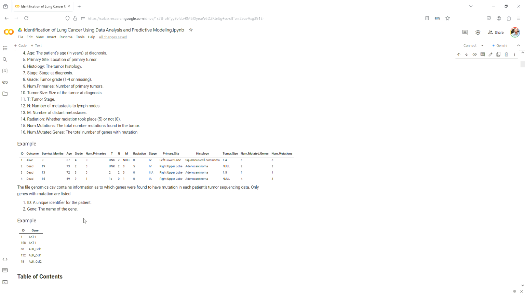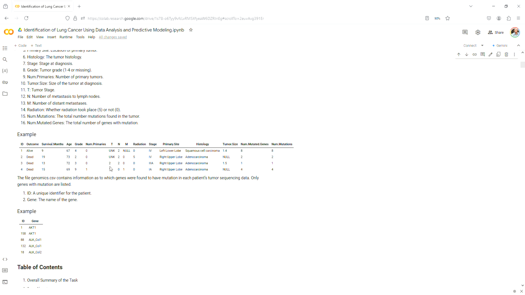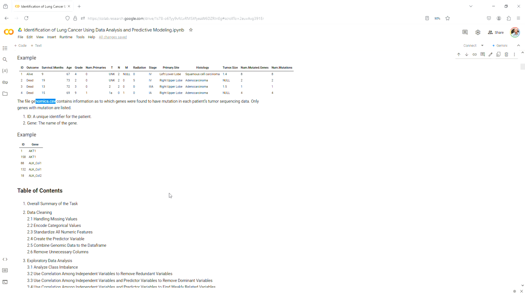And there is another file which lists, for each patient, which gene is mutated. This is given in another file called genomics.csv, and for each ID there is the mutated gene. So my target was simple: to handle this messy data and then create a prediction model after analyzing it. So this is how I targeted this problem.